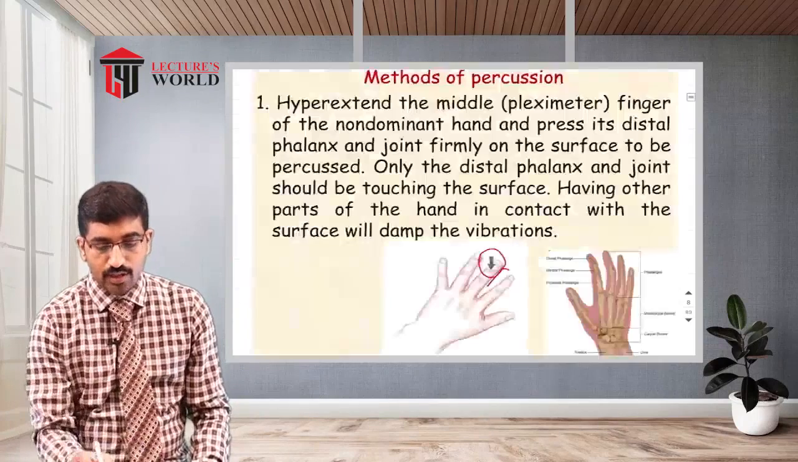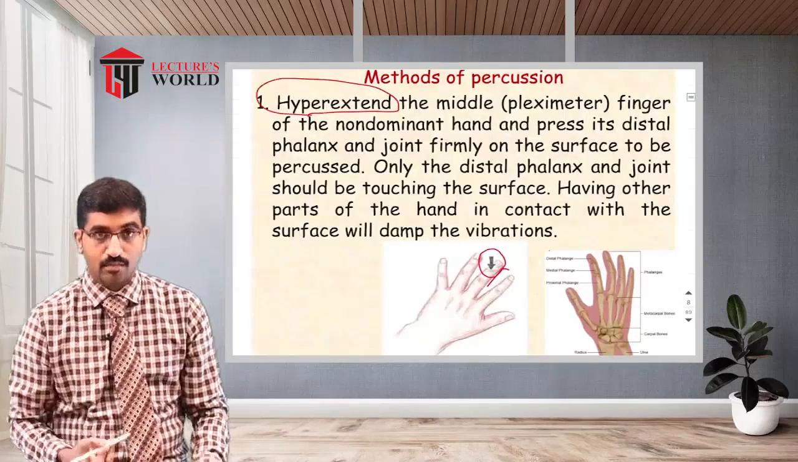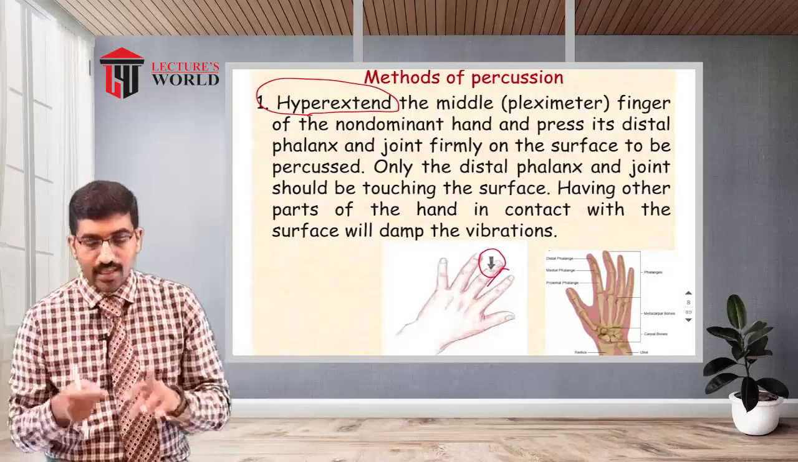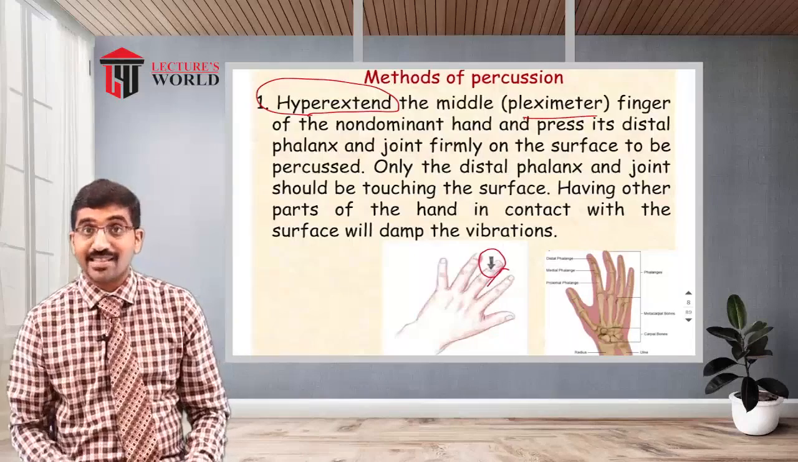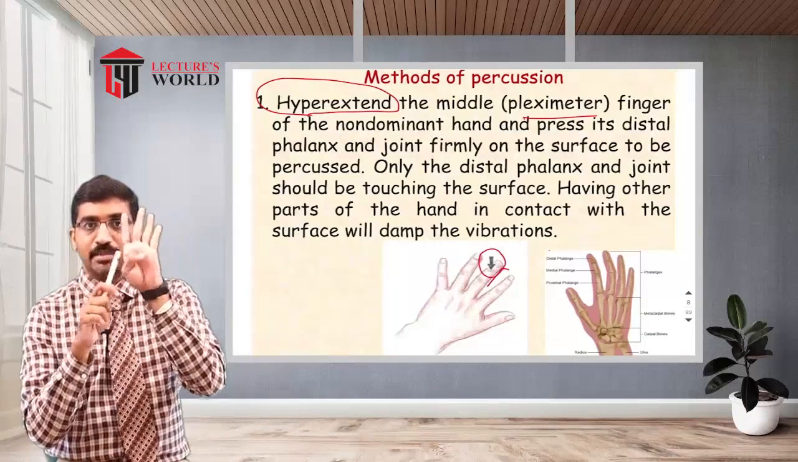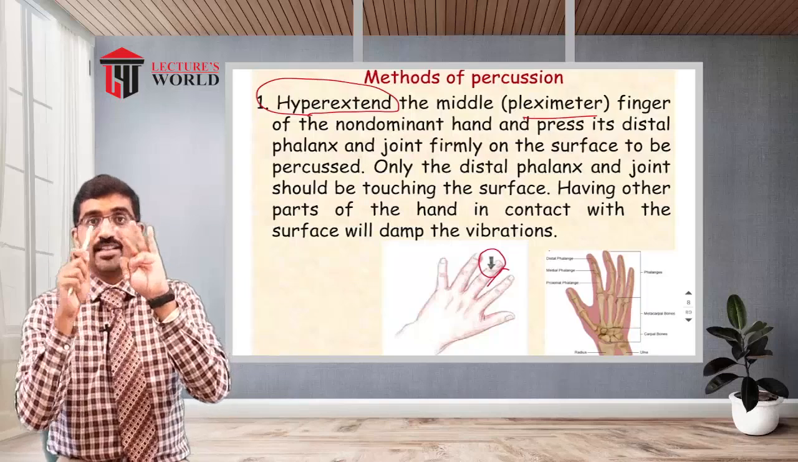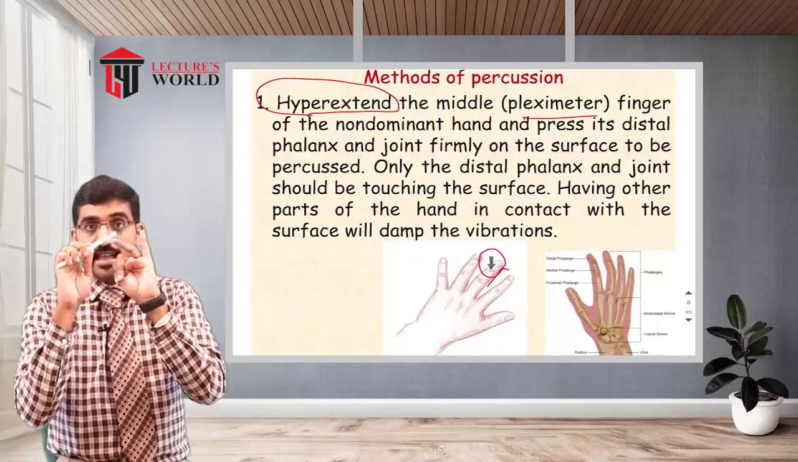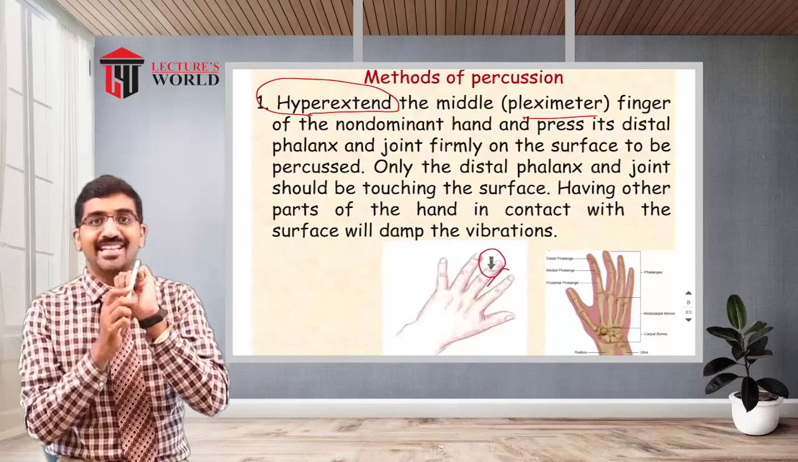So here we are going to do hyperextension, more extension with the pleximeter finger. This middle finger is known as the pleximeter. You know the names of the fingers: this is the thumb, this is the index finger, the middle finger, the pleximeter, then the ring finger and the little finger, right?